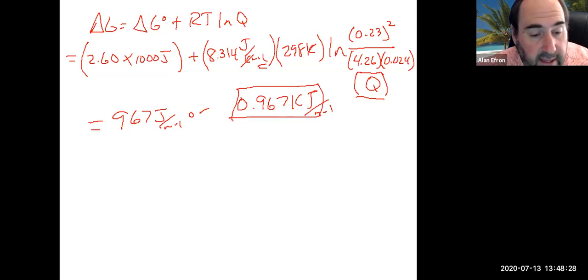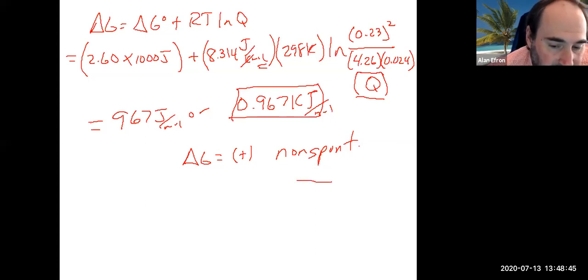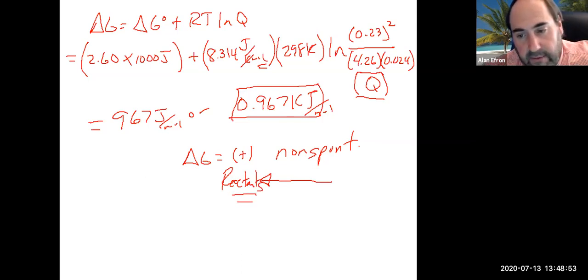Any questions on that calculation? That will also tell us that our delta G here is a positive number, which means that this reaction is non-spontaneous the way it's written, which means technically it would be going this way, towards our reactants, right? As a non-spontaneous process, it would not be going towards the products. Any questions on any of that?